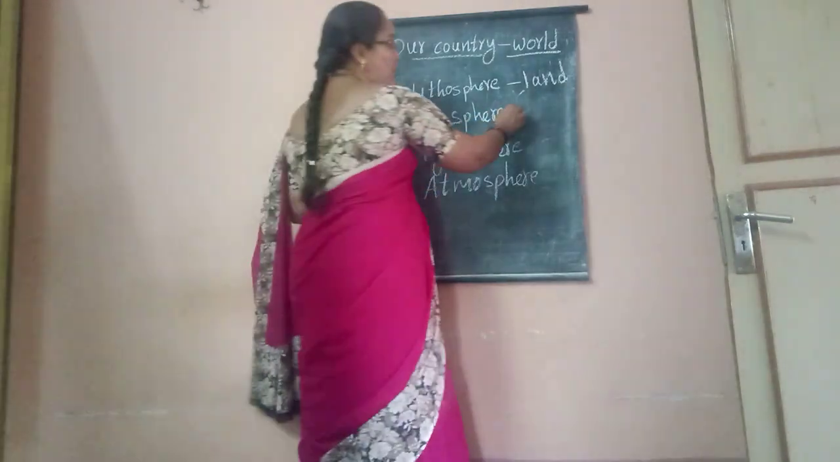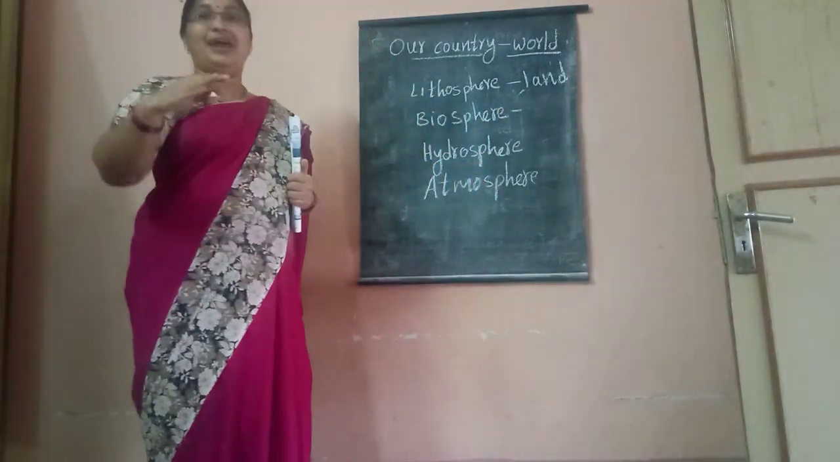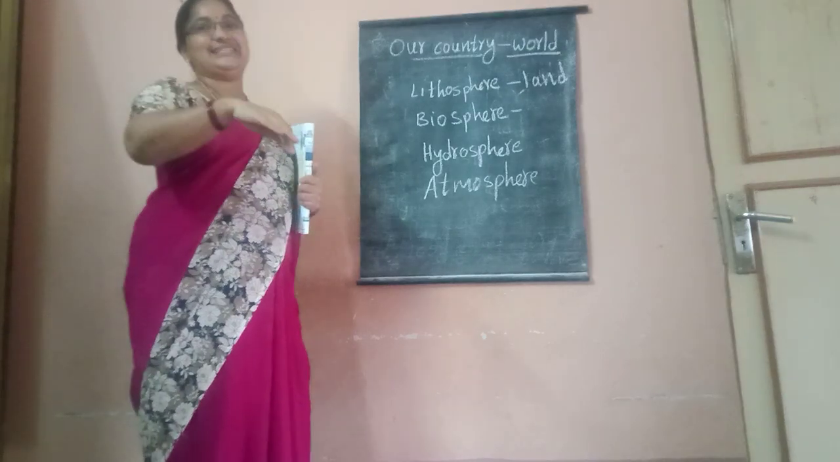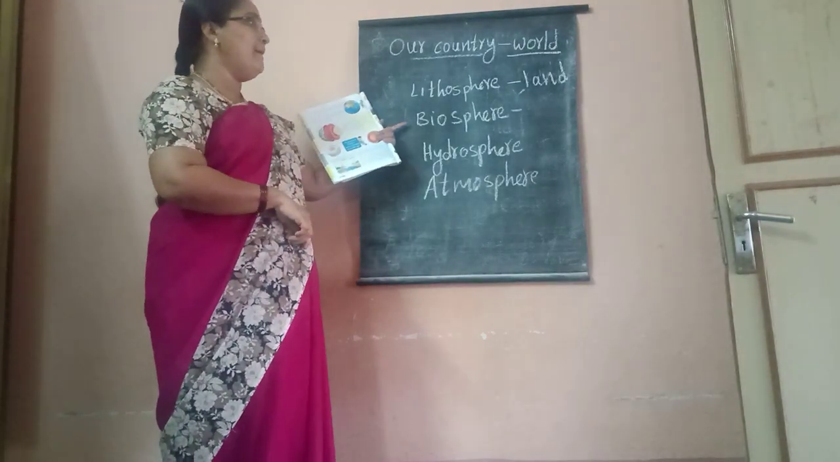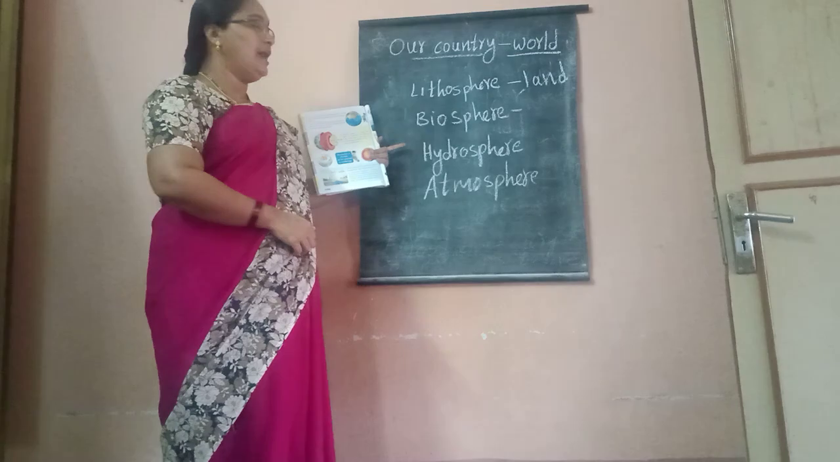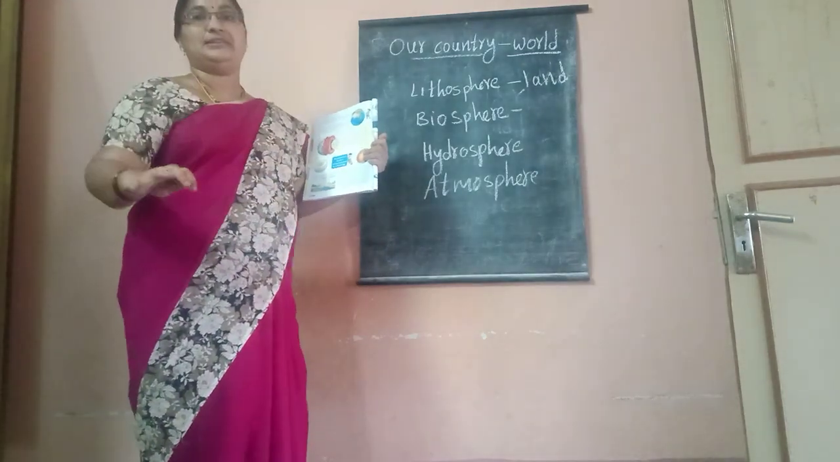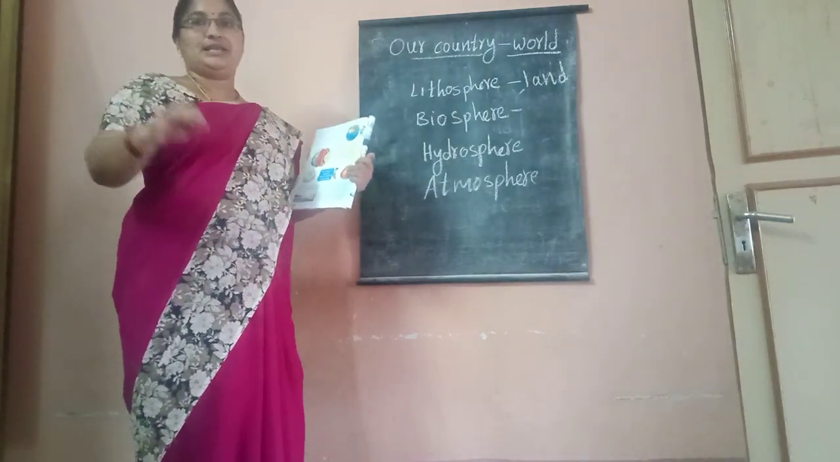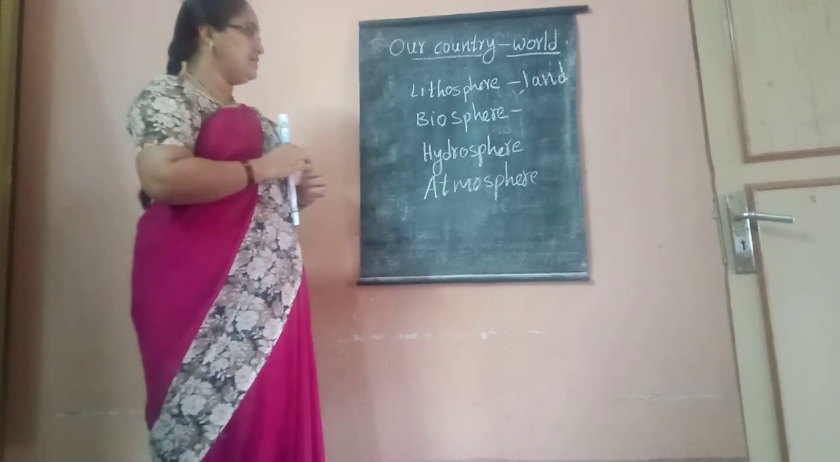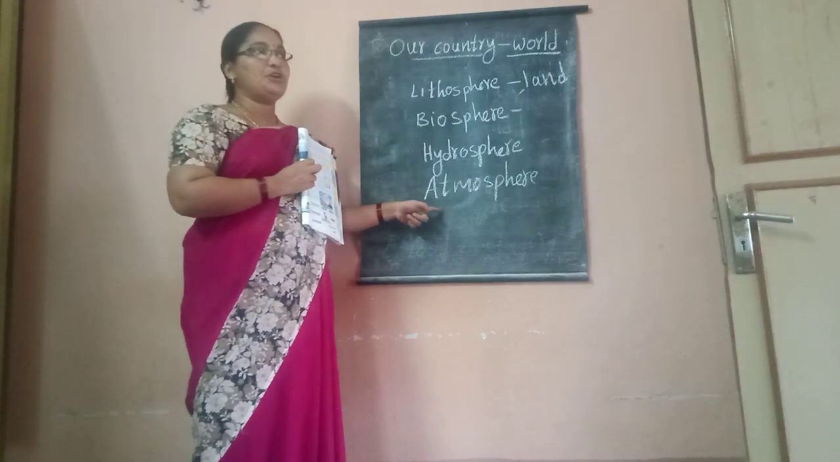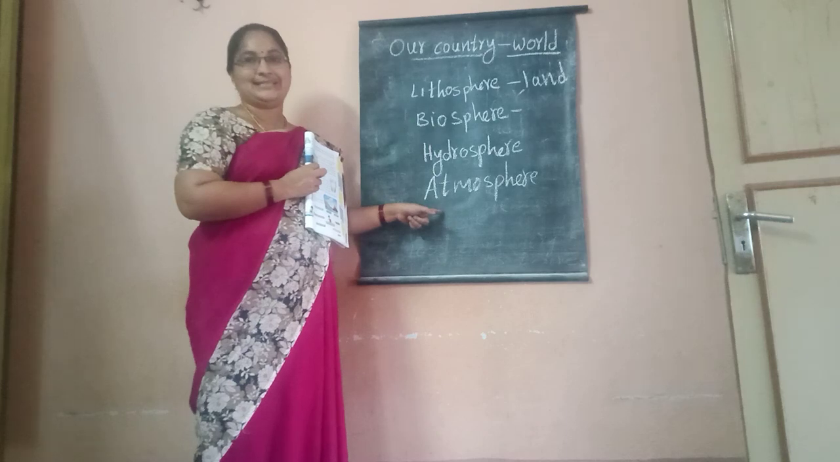Biosphere means the ground and air where living organisms exist. Okay, and hydrosphere means water on the Earth. Oceans, lakes, seas, and rivers come under the hydrosphere. Atmosphere means the air around our planet.